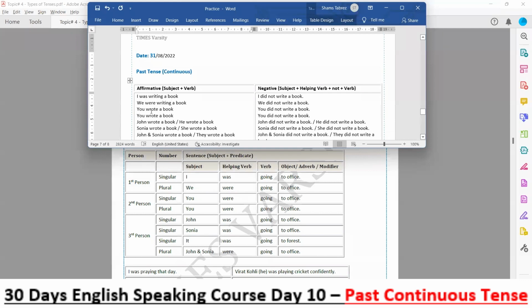Yes, with you now. We were writing a book. You were writing a book. Similarly, the same is applicable: you were writing a book. Yes, next.